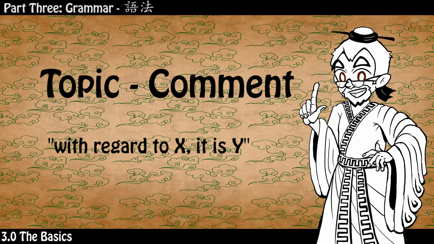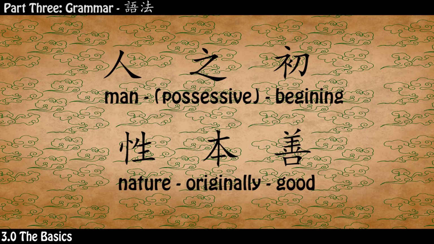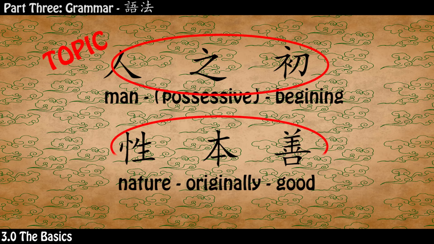And while that may not make for the most eloquent of translations, thinking like this may help you understand the sentence more readily in the beginning. Without getting into the specifics, let's illustrate the topic-comment structure with the line 人之初性本善, literally man, possessive, beginning, nature, originally good. Here, 人之初, man, possessive, beginning, is the topic, and 性本善, nature, originally good, is the comment upon that topic.